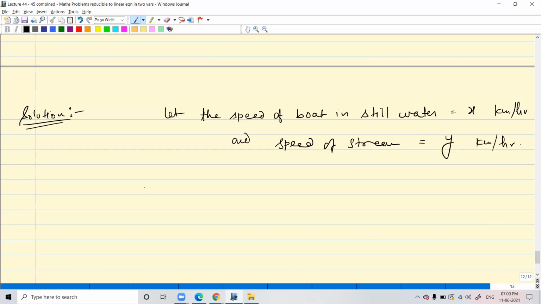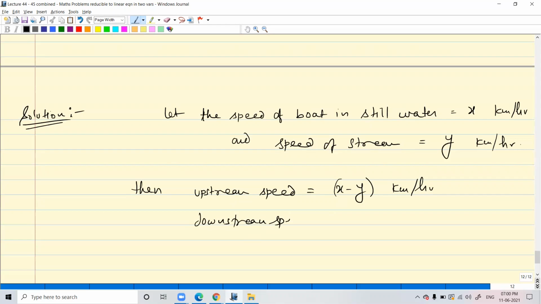So what will be the upstream speed? When the boat is going upstream, what will be the speed, guys? X minus y, sir. X minus y. And downstream speed, of course, x plus y.